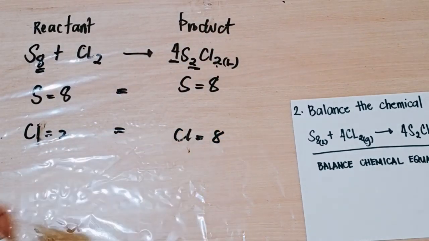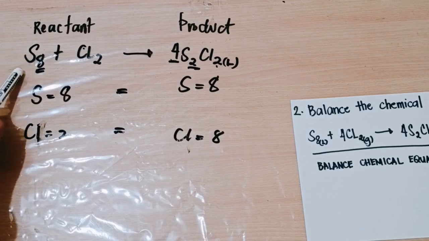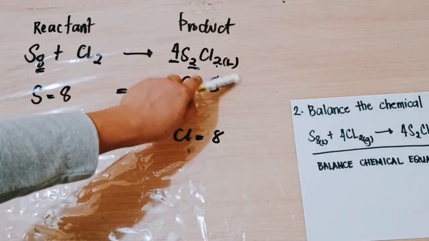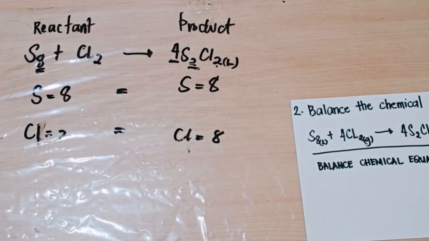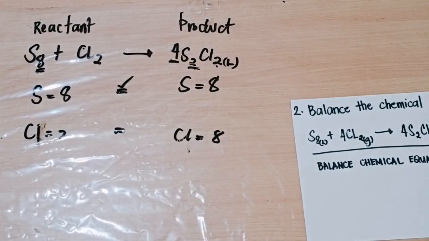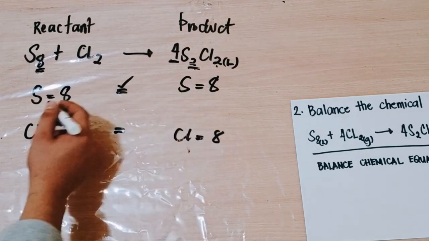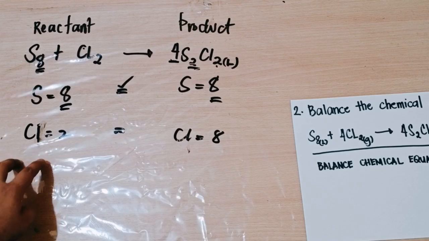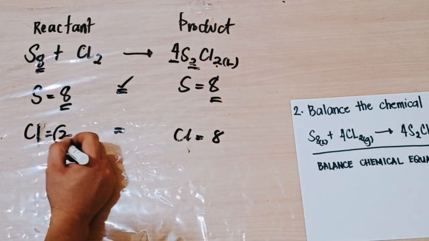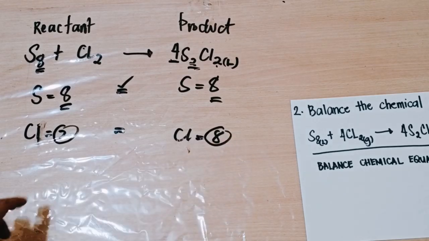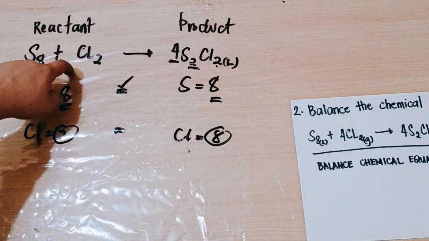Equal ba sila? Now, sa reactant, meron tayong 8 sulfur. While sa product, meron tayong ding 8 sulfur. So, di na natin siya poproblemahin. There is no problem in these reactions or reactant. Kasi equal na sila, parehas silang 8. Pero, ang problema natin, si chlorine. Si chlorine, meron lang siya sa reactant na dalawa. Sa product naman, meron siyang 8. Ibig sabihin, may kulang dito sa reactant.